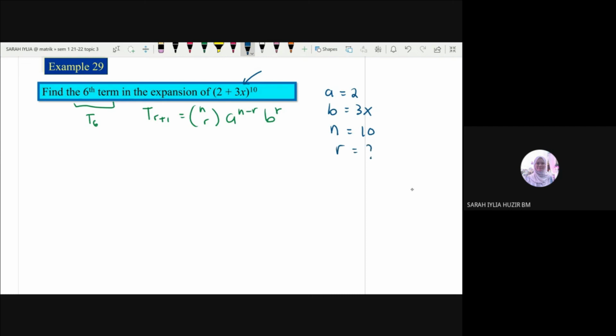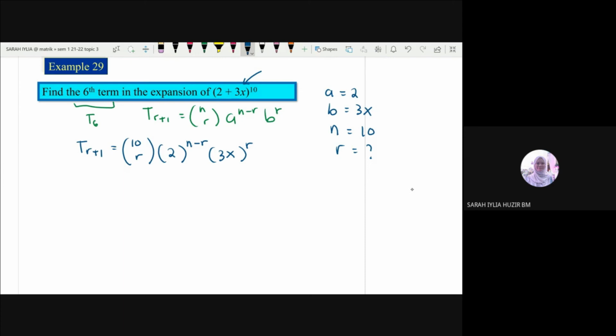Okay, so substitute first into our formula. We will have TR plus 1. R as it is, saya tak ganti lagi. NCR, N saya gantilah. 10 CR. And then A is 2. So 2 to the power of N minus R. After that, we have B. So B is 3x to the power of R.